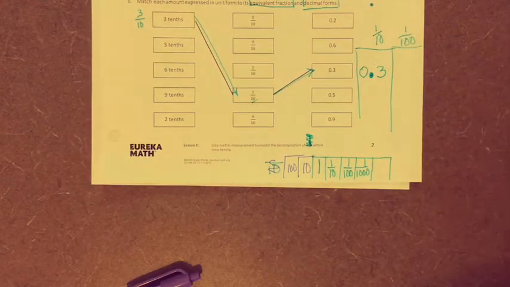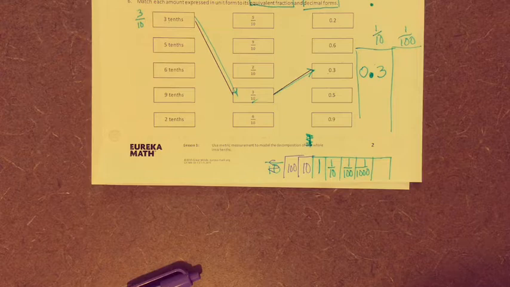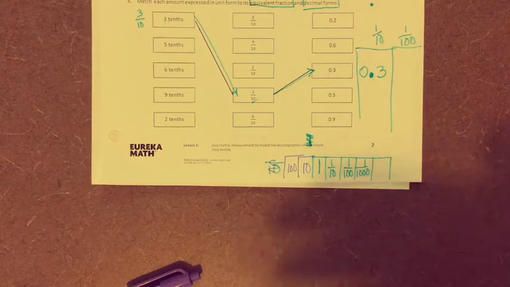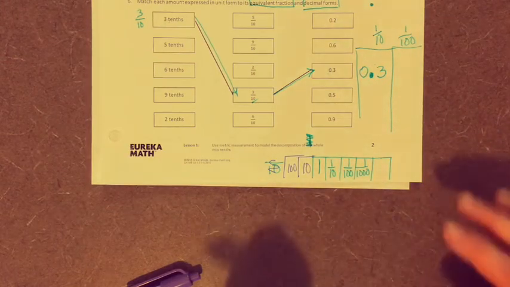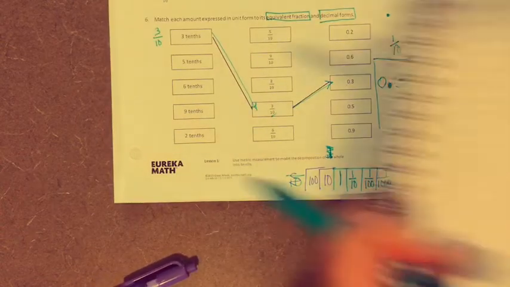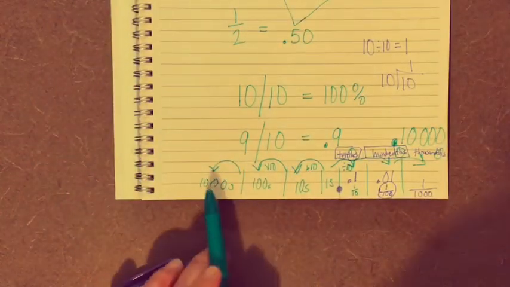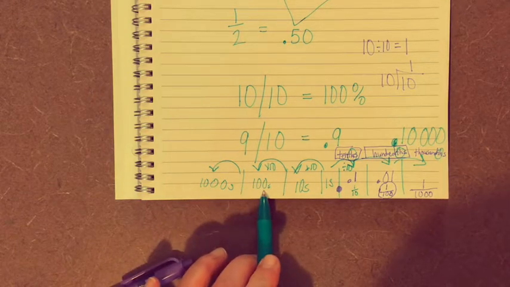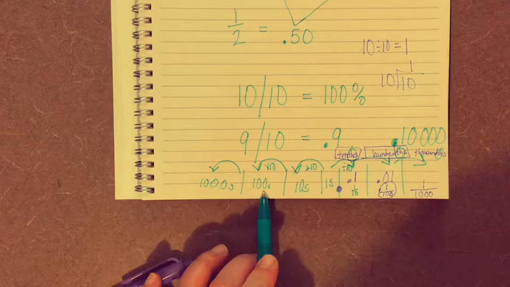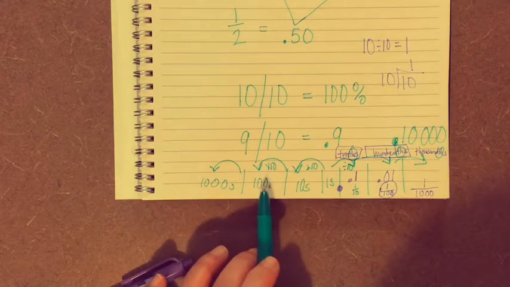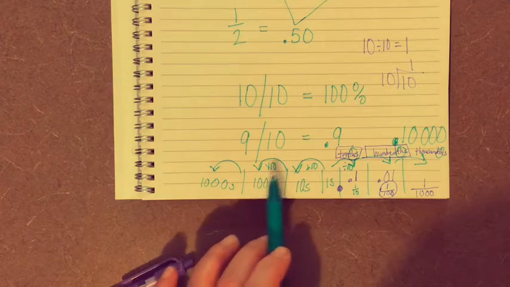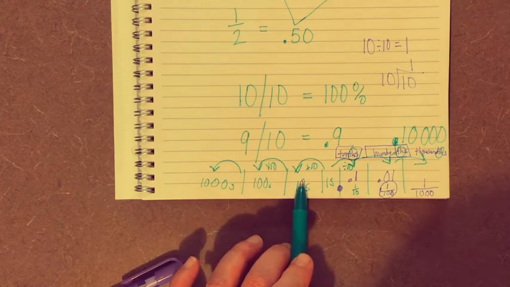Okay? So when I continue to move to the right on my place value chart, the value of my numbers is going to get smaller. If you take a look at my place value chart, if I start in my thousands place and I move over to the right, it is going to get smaller. It's going to be divided by 10. So if I have a number in my hundreds place and I divide it by 10, it's going to be in the tens place, okay?